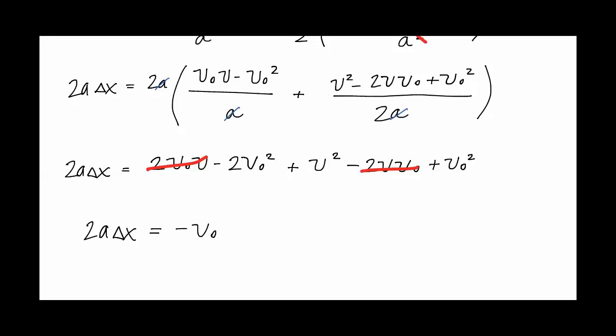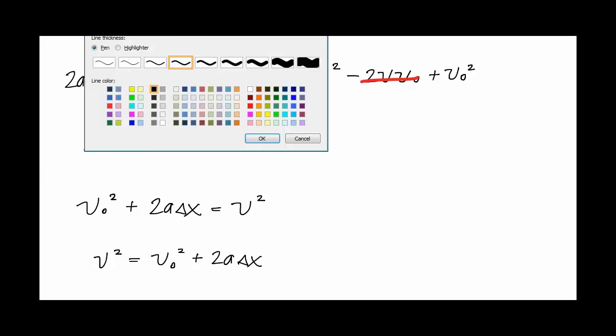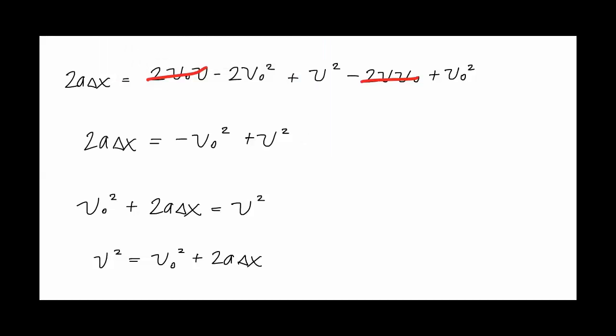and then let's combine like terms. So minus v naught squared plus v squared. Now negative signs are really bad to have in equations because we tend to forget them. So let's add v naught squared to both sides, so then we don't have to remember which v gets the negative sign. So you have v naught squared plus 2a delta x equals v squared, and usually you'll see it written as v squared equals v naught squared plus 2a delta x. And that is the third kinematics equation.